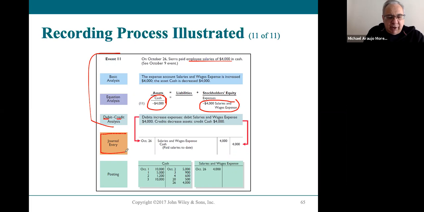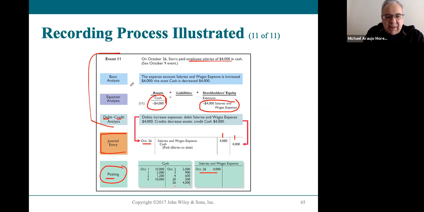So here we wrote it down in our journal for the 26th of October. Salaries and wages expense got the debit, cash got the credit. What happens after that? We post them into their specific accounts. Salaries and wages expense account shows the debit of $4,000 here on the debit side of the account. The $4,000 credit to cash shows up here on the credit side of the cash account.